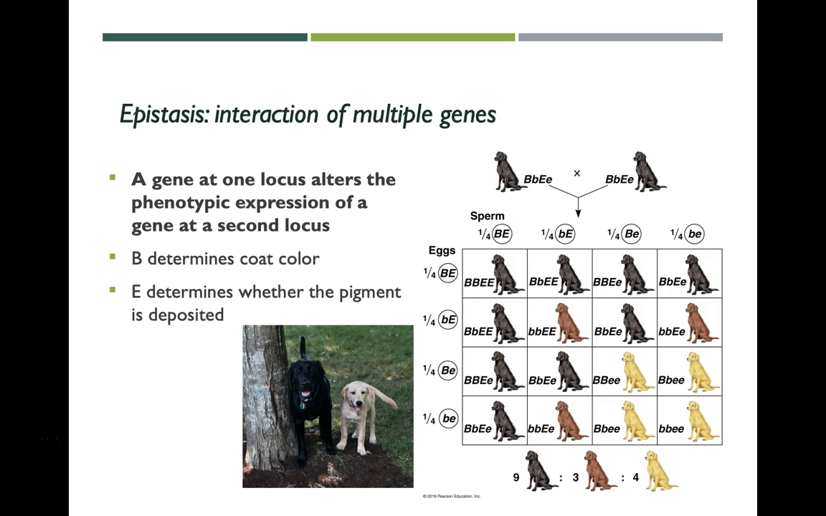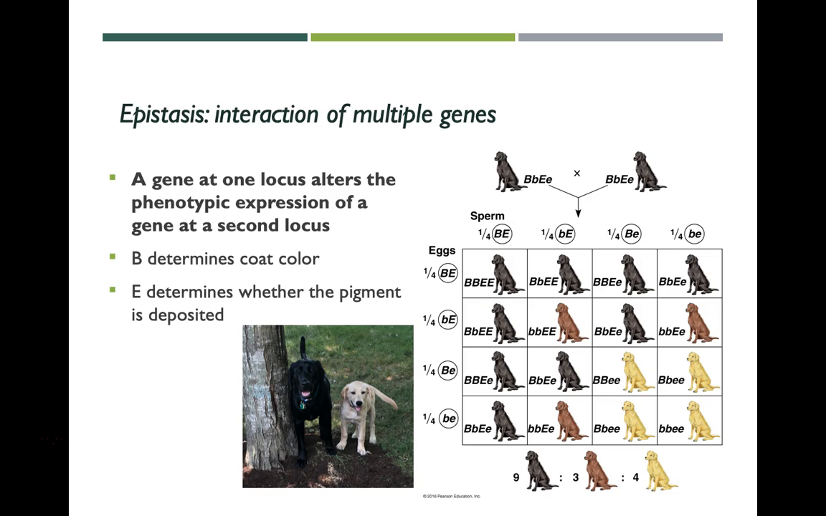So we have two different genes here. We have the B gene that determines the coat color of the dog. The dog is born with the genotype to either be black or to be brown or chocolate. If they have the dominant allele, they're going to be black. If they are homozygous recessive for B, they're going to be brown. So the chocolate is recessive to the black.